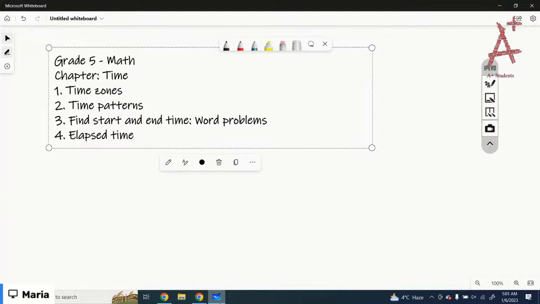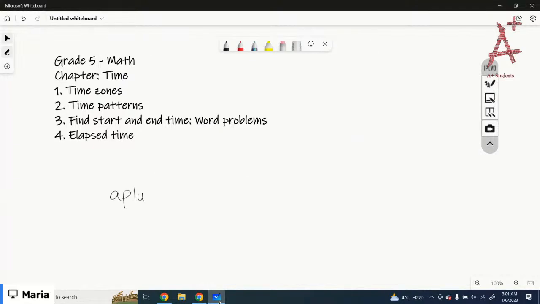So we're going to start with grade 5 maths. You can find all the lessons on aplusstudents.com. You have to log in there using your email address and password provided by the administrator. Then you have to select math from the subject tab, scroll down to grade 5 maths and click on view all lessons. There you can find a list of the chapters.